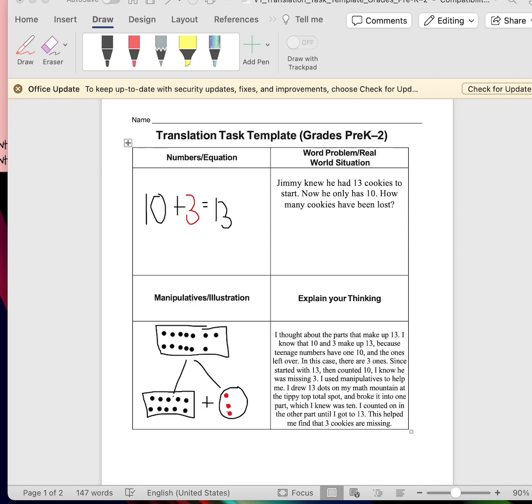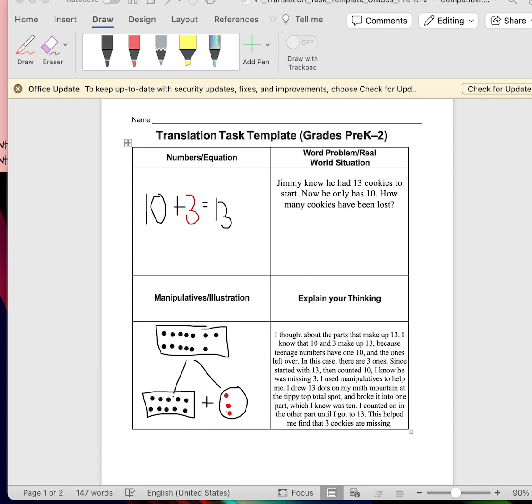Because this is kindergarten, I don't think that I would require students to show me one problem in all 4 boxes, but what I would do is require an interview with them after they have chosen either numbers or an equation, manipulatives or illustration, word problem, or real world situation. They would choose one of those 3, represent their answer or their thinking on the corresponding box, and then they would raise their hand.